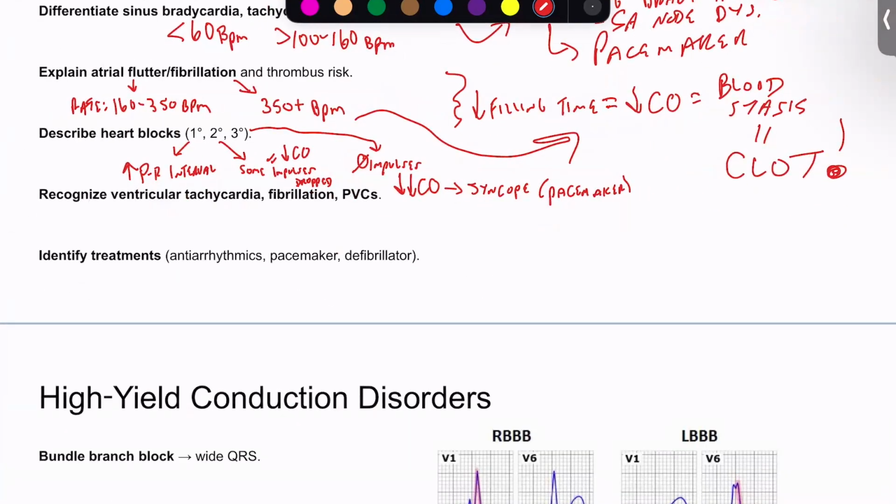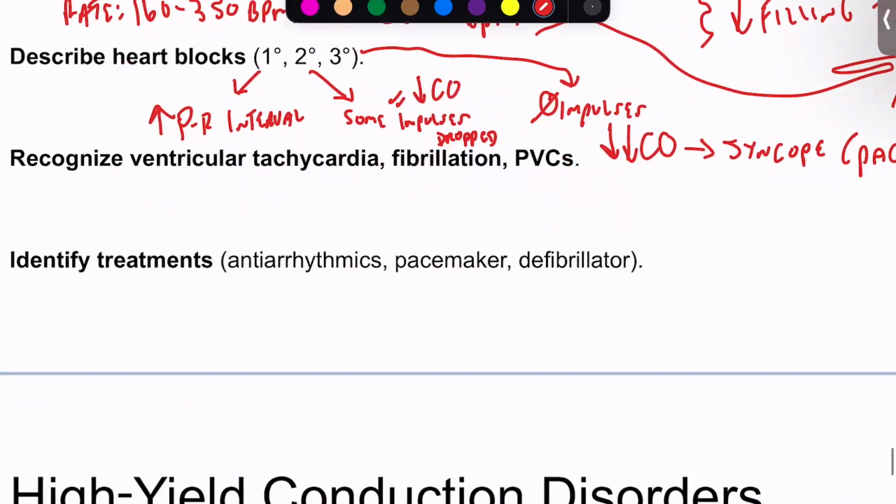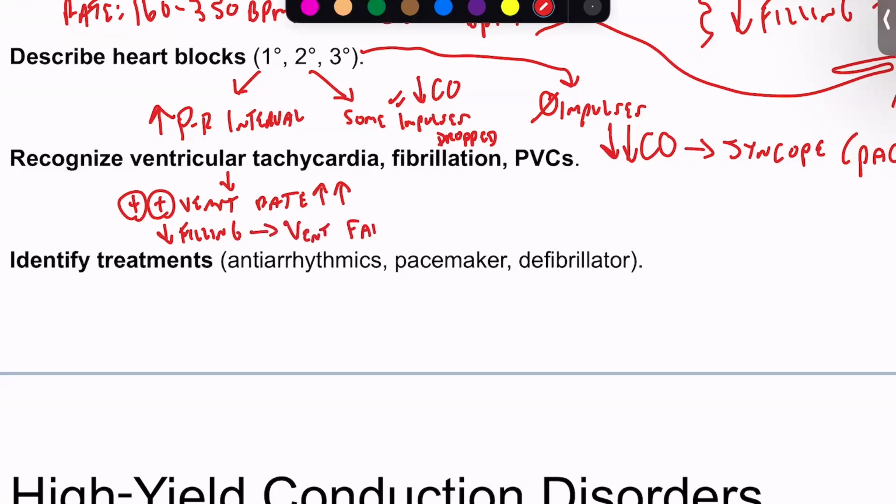Okay, and then also be able to recognize these on an EKG, but also be able to explain them. So ventricular tachycardia, we know this is where the ventricle is beating way too fast. Because of that, we have decreased diastolic filling, because all they want to do is beat, beat, beat. And so it can lead to ventricular failure. And if we have that, we're not pumping any blood anywhere.